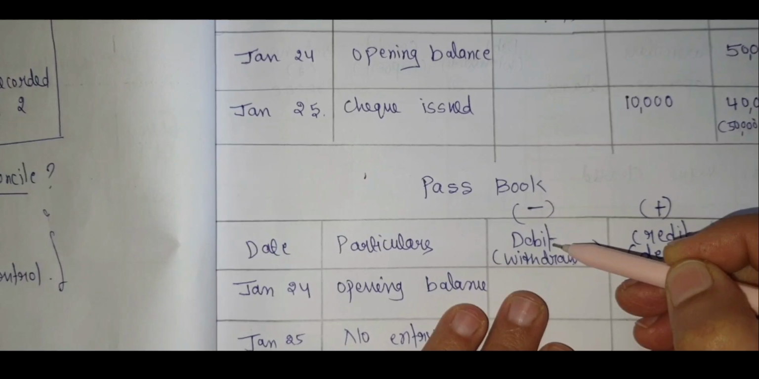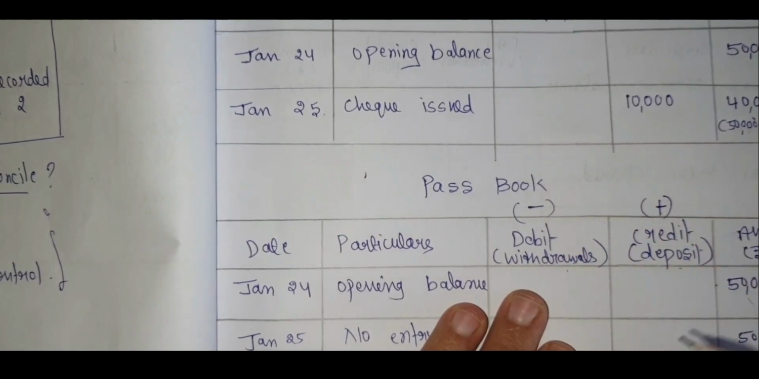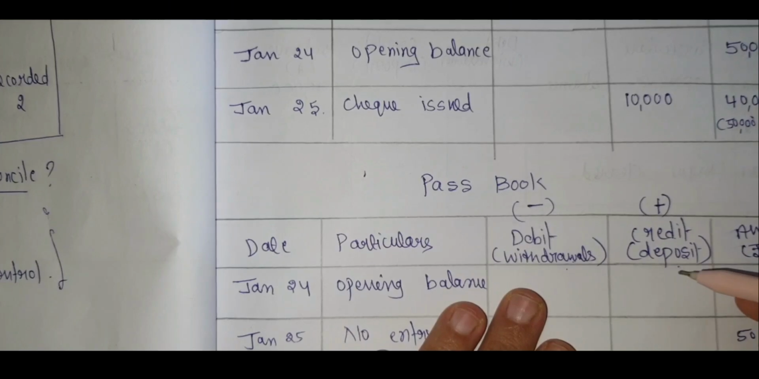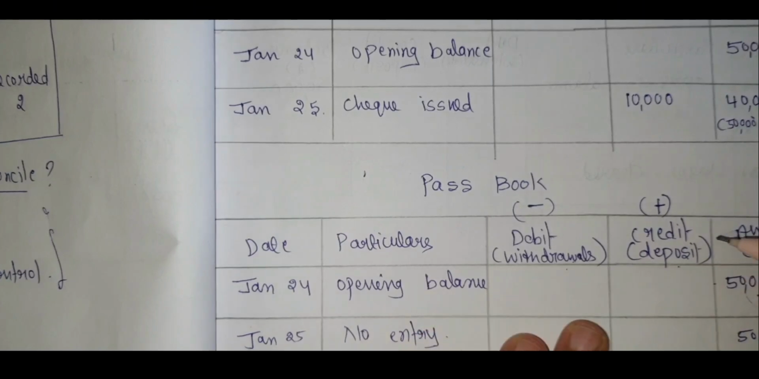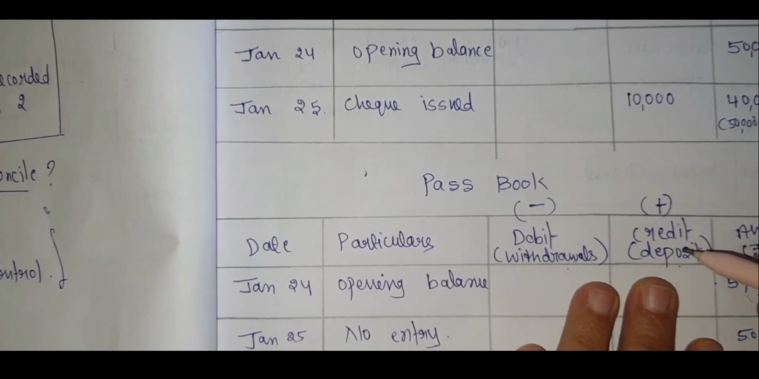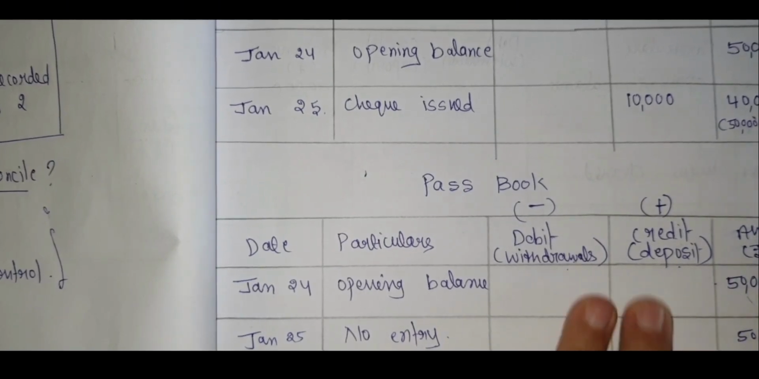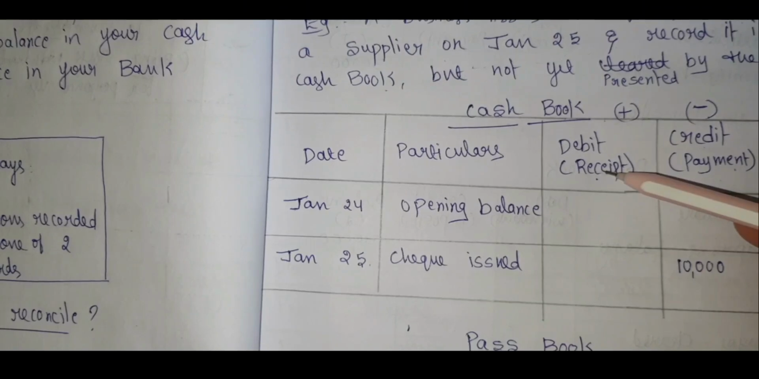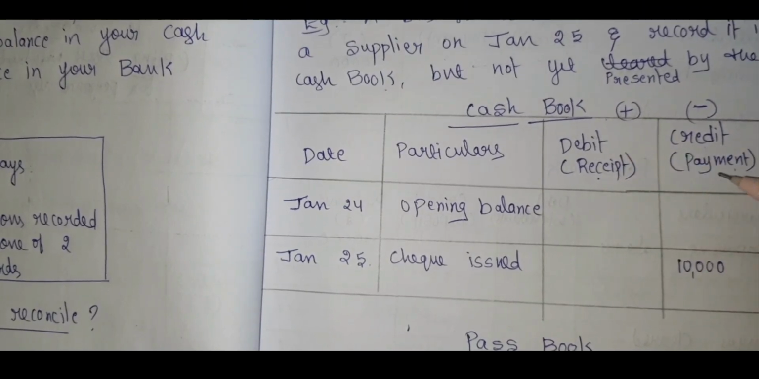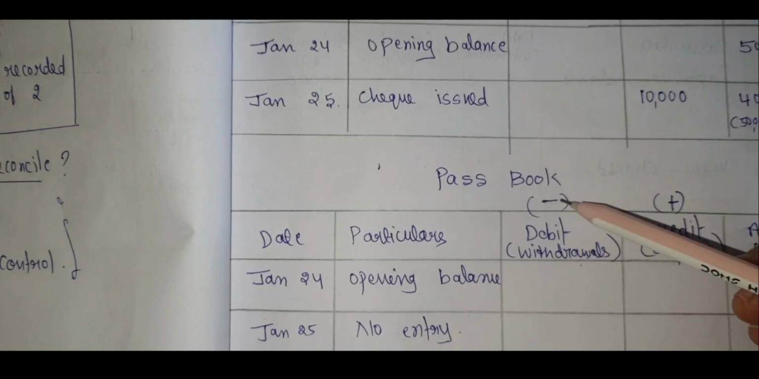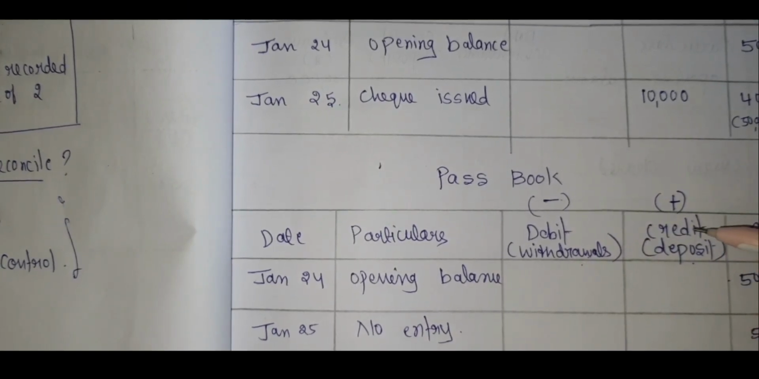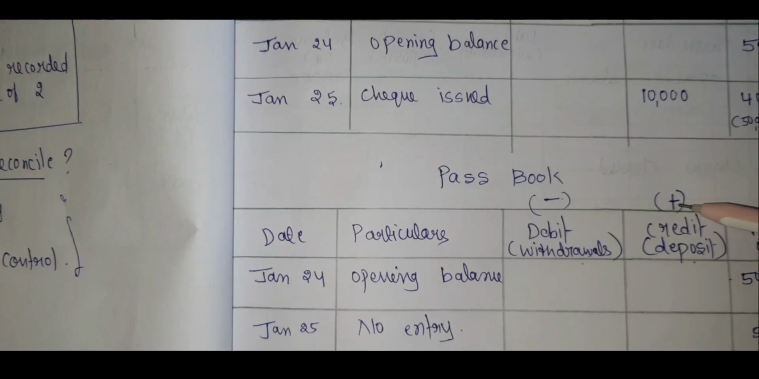Here, debit means all withdrawals from the bank, and credit means all deposits into the bank. Here we have to deduct all the withdrawals and add all the deposits. See, this is very important in the bank reconciliation statement. In the cash book, all the receipts come on the debit side, we add them, and all the payments come on the credit side, and we deduct them. And in the passbook, all the withdrawals come on the debit side, we deduct them, and all the deposits come on the credit side, we add them.